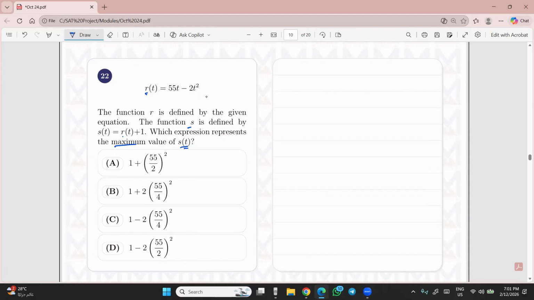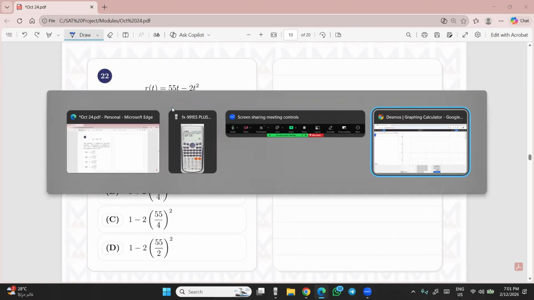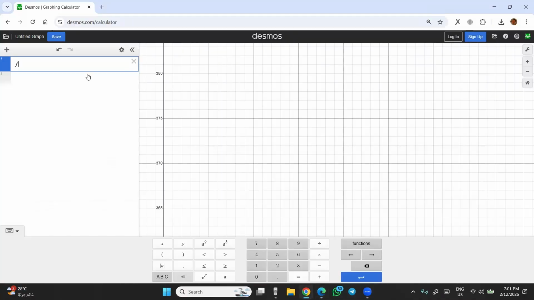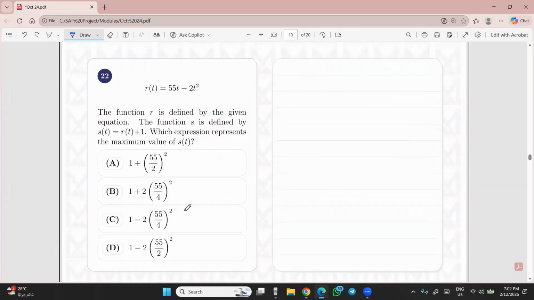In this kind of question, it's recommended to use Desmos to save too much time. And we just write this as f of x instead of R of t, and this as g of x. So we have two functions. Consider f of x and g of x to be easier to recognize on Desmos. So f of x is equal to 55x minus 2x squared, and that's the square. This is our first one.